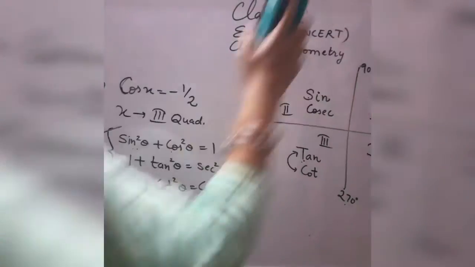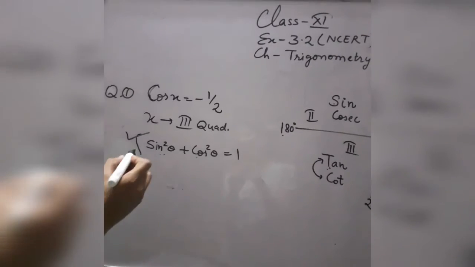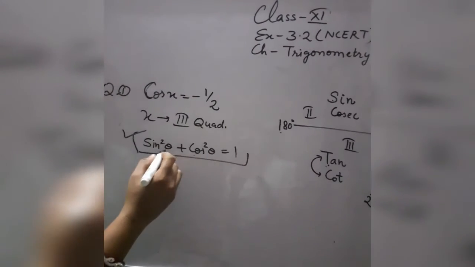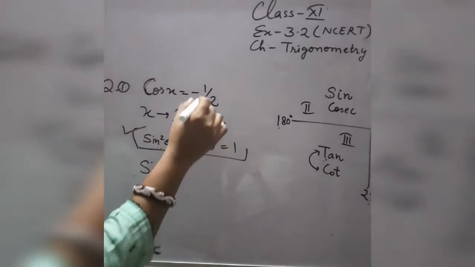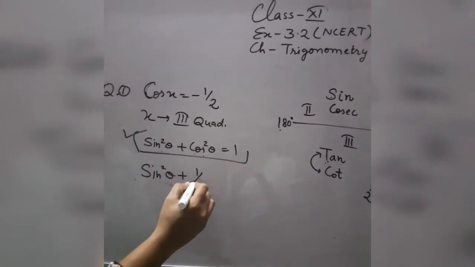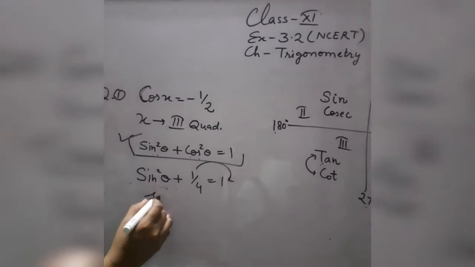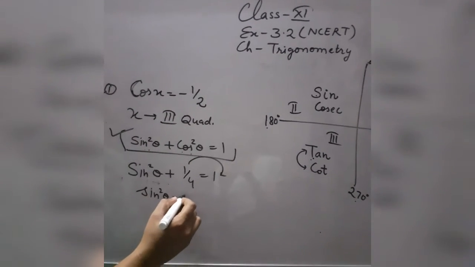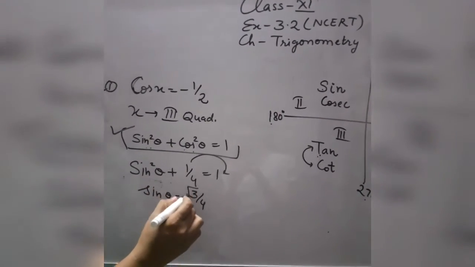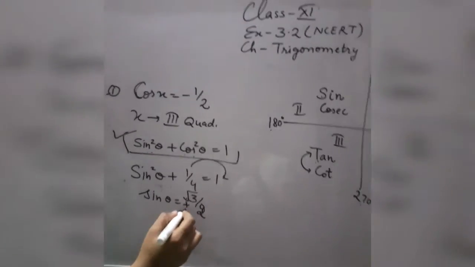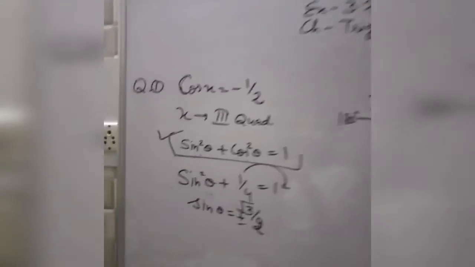In the first identity, sine square theta plus cos square theta is equal to 1. By using this identity we can find the value of sine theta. In place of cos, put this value. Cos square means the square of minus 1 by 2, which is 1 by 4. If you shift this 1 by 4 to this side, you get sine square theta is equal to 3 by 4. And what is the value of sine theta? Root 3 by 2. When you take the root on this side, there are both plus and minus signs.